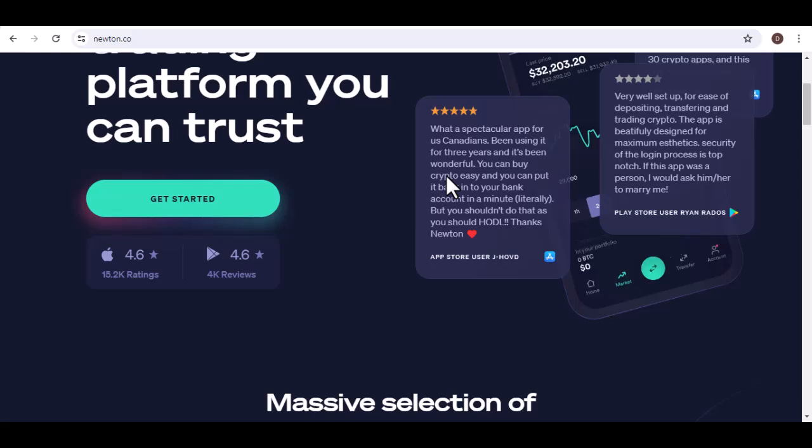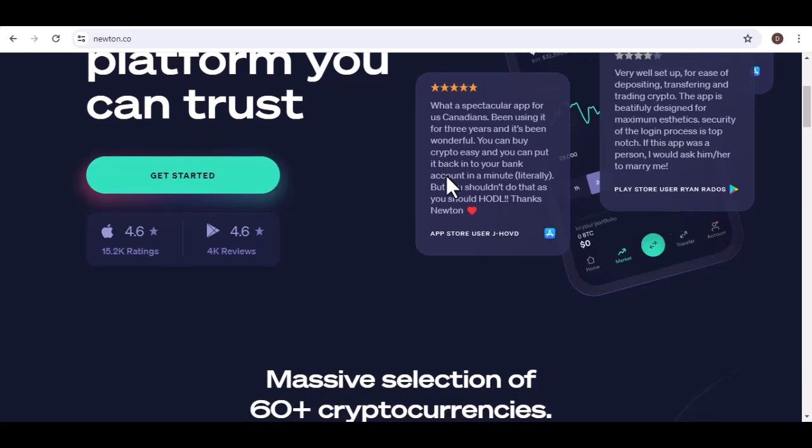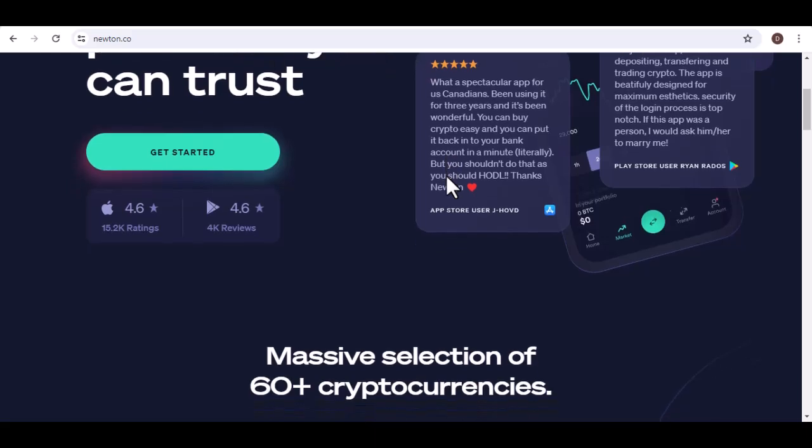First things first, let's quickly recap what a limit order actually is. It's basically a request to buy or sell a cryptocurrency at a specific price or better. You're setting a limit, hence the name. If the market price reaches your limit, your order gets executed. But if the price doesn't hit your target, your order sits there, patiently waiting until either the market catches up or you decide to cancel it.